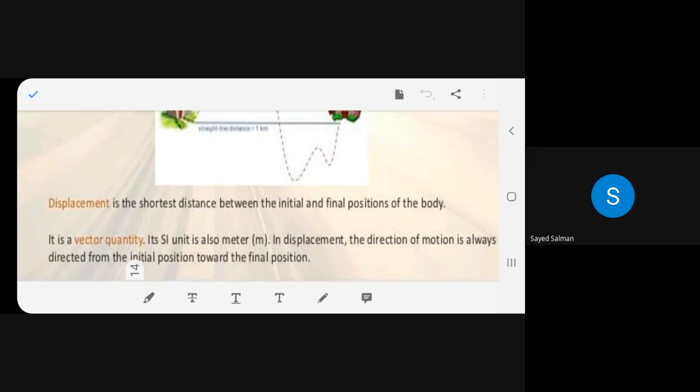So, distance is a scalar quantity where only a number is involved, whereas displacement is a vector quantity. Why? Because the direction of motion is important over here. And where is the direction of motion going? From the initial position towards the final position. So here the direction is also involved. So hence it is also called a vector quantity. So I hope you have understood the difference between the distance and displacement.